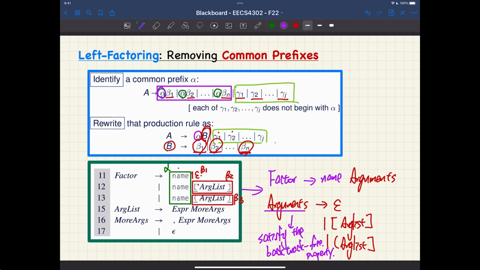All right, so that's about left factoring. Okay, are you guys okay? Right? Let's recap what we have seen.